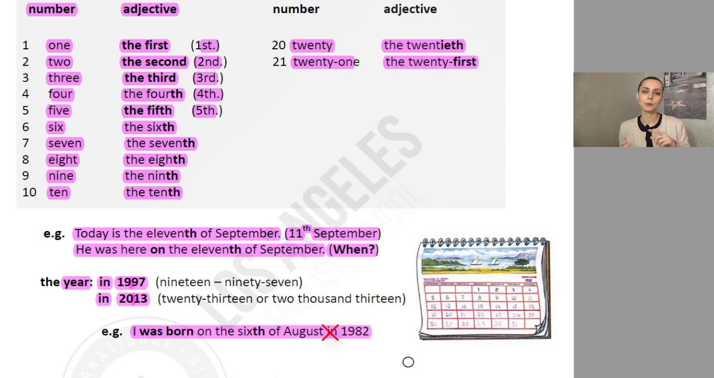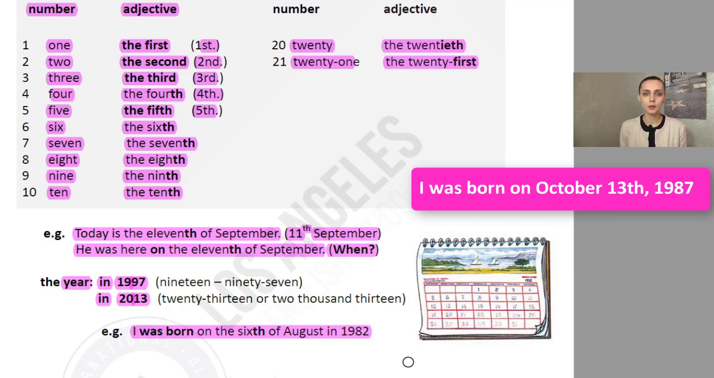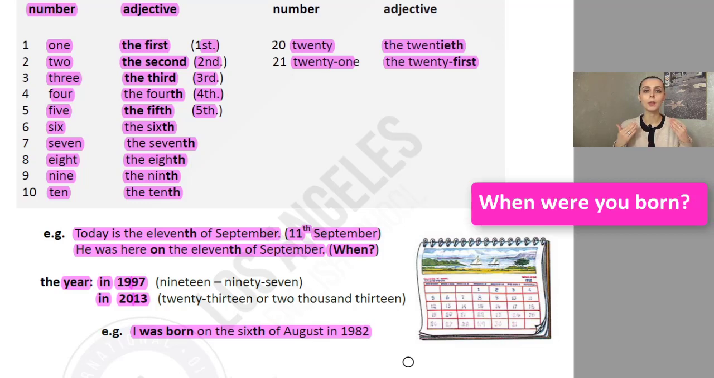And again, we practice the different version of saying the date. So I will repeat my sentence. I was born on October 13th in 1987, or without in. So I was born on October 13th, 1987. Let's practice this option. When were you born?